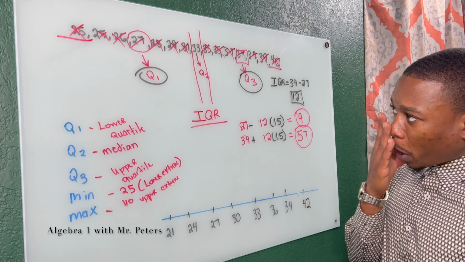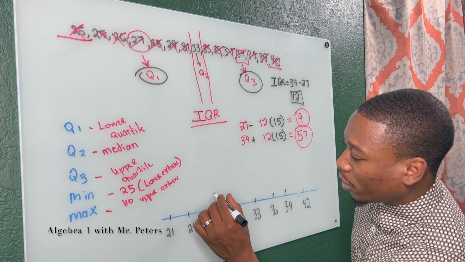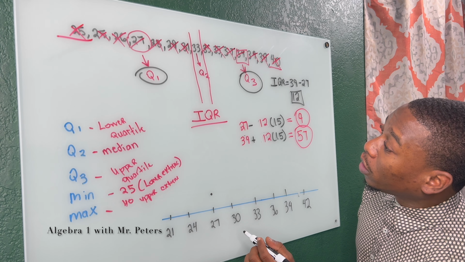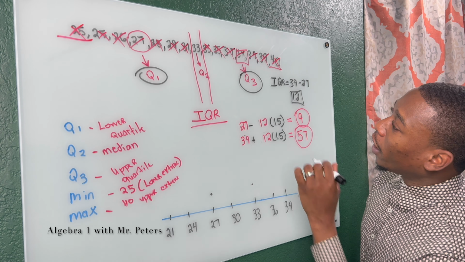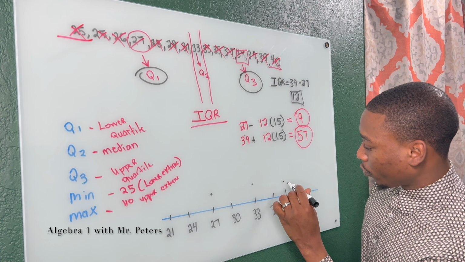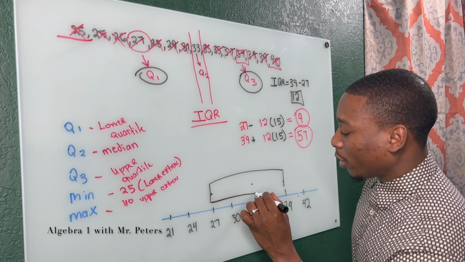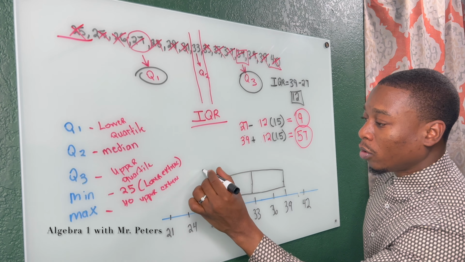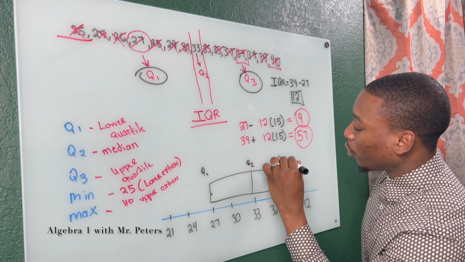All right, so we created our graph, and now we're going to label everything. So now we know Q1 is at 27, right? So let's just put a point here. I know Q2 is 33. Let's put a point here. And then I know Q3 is 39, which is right here. So what I just did was basically draw the box for the box and whisker plot. We have Q1, Q2, Q3.